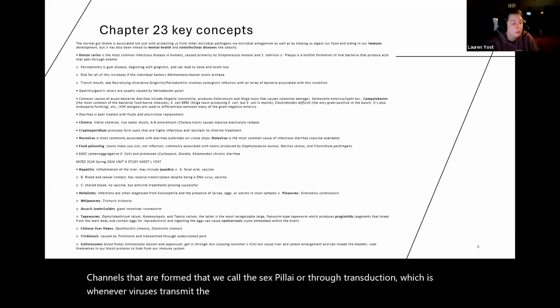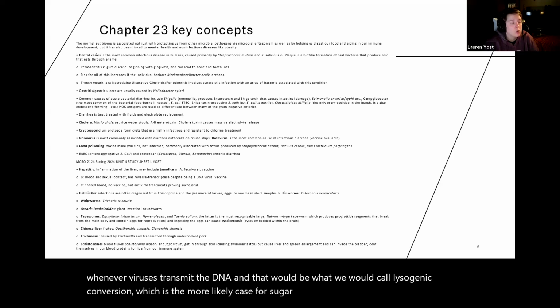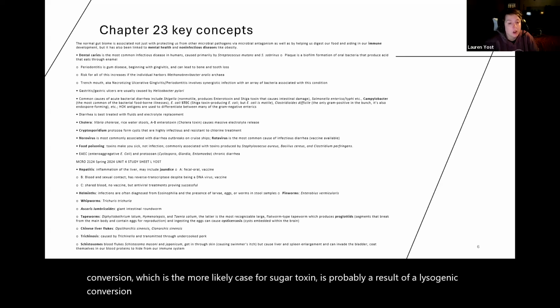And then that would be what we would call lysogenic conversion, which is the more likely case for Shiga toxin. It is probably a result of a lysogenic conversion event. Anyways, moving on to C.